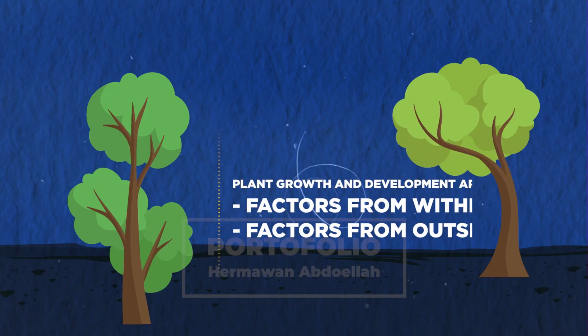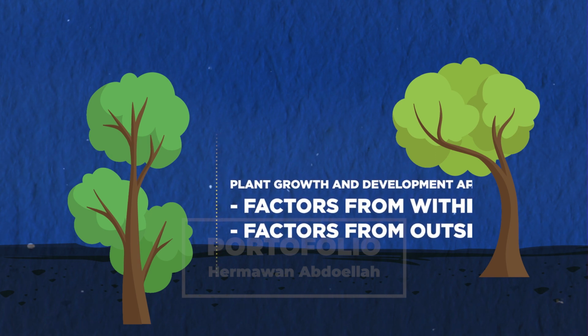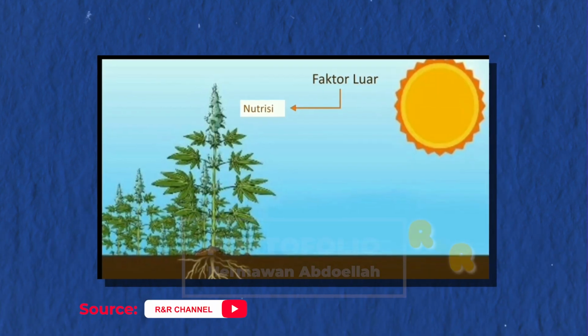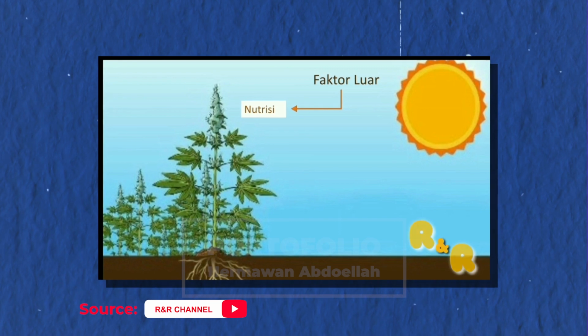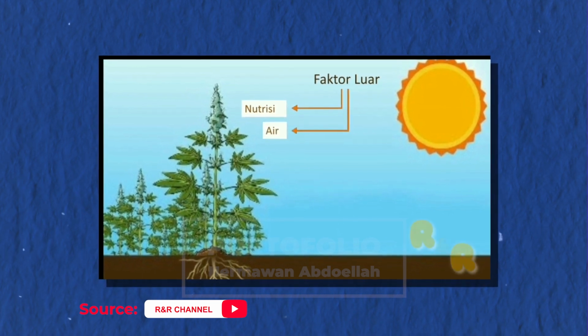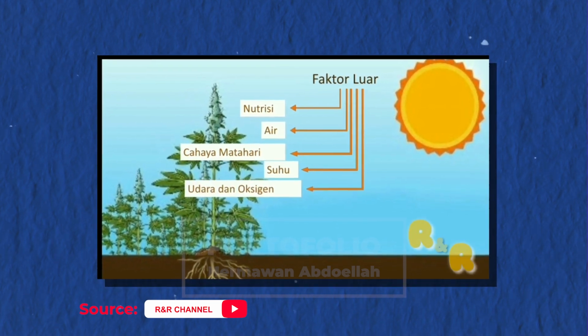Plant growth and development are influenced by two factors, namely factors from within and factors from outside, which are external and environmental factors, for example, food, water, light, temperature, oxygen, and humidity.